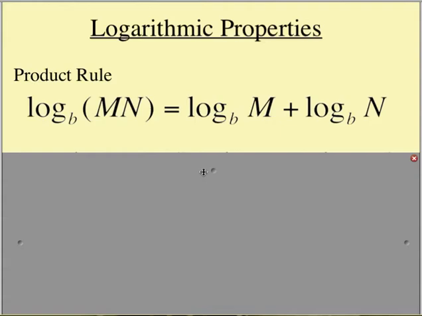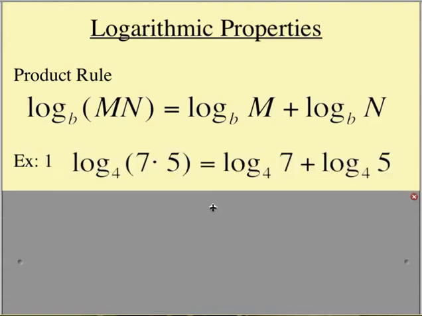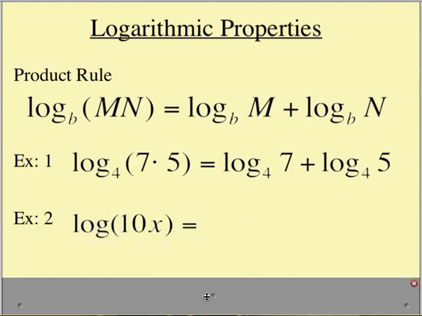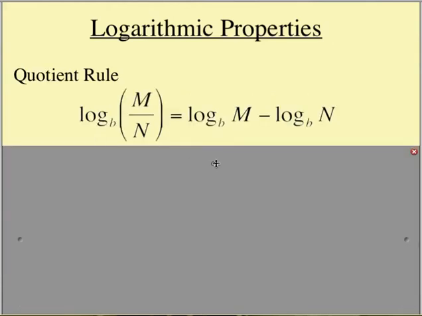So let's do one example together. If I have log base 4 of 7 times 5, I can change that to be log base 4 of 7 plus log base 4 of 5. Now I'm not asking you to evaluate these, you don't have to do anything further with those. The next part I have is log base 10 of 10x. So use the product rule, same pattern as I did in example 1, and we will go over example 2 in class.